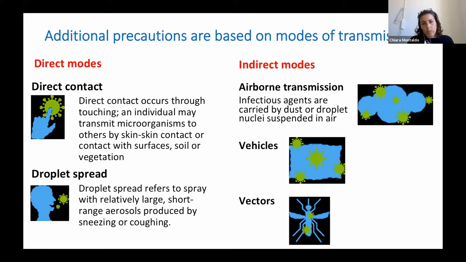And then there are indirect modes, for example, airborne transmission. I don't really need to be in contact with the patient, but if the patient stays in a room not ventilated and then I enter after the patient was in, I might get the infection. Other indirect modes are those transmitted by vehicles, so objects which can be infected, like for example the material touched by the infected patient, or vectors or animals, as we saw. So we should always put in place measures that prevent this type of transmission based on what we suspect. Most of the time in a hospital, we should be aware of the direct modes, but also consider the indirect modes.